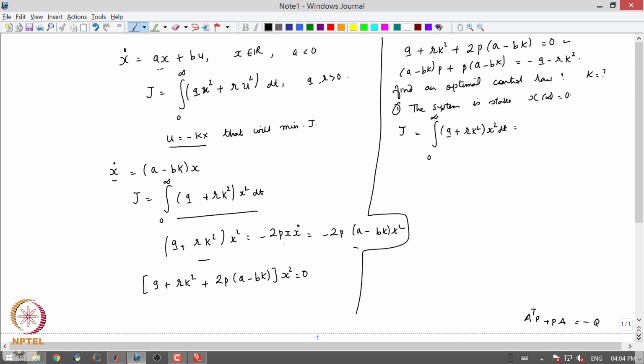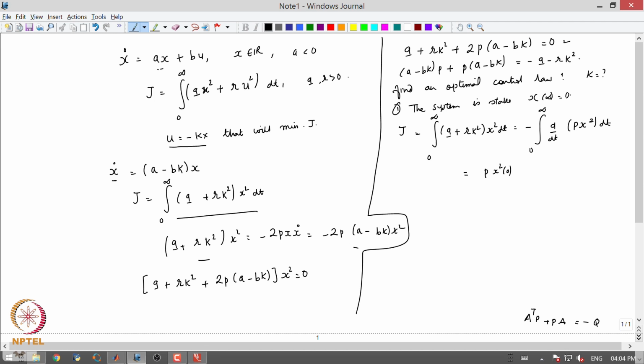This will be equal to the following: minus integral 0 to infinity d by dt of p x square dt. Okay. So, this will be what? This will be simply p x square 0, because x at infinity is 0.